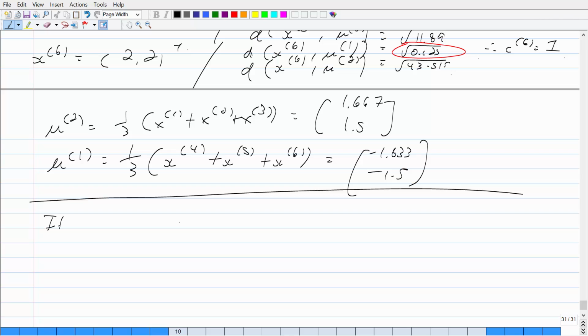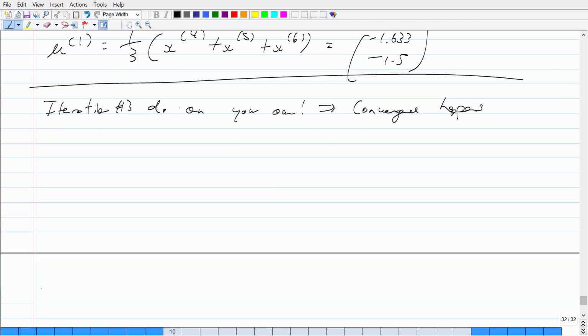So iteration number 3, do on your own. But you will see that convergence happens. You'll see that the cluster memberships don't change, and the centroids don't change either. I put the third one in there just to show you that they don't move, and we achieve convergence. So that's how you'd compute this. What the code you wrote is doing is what you're supposed to do in the end.